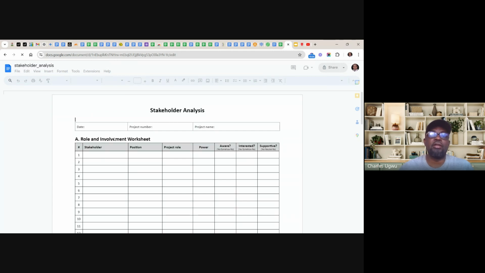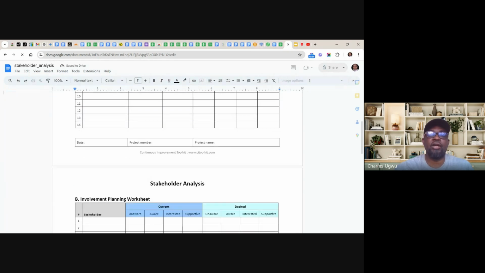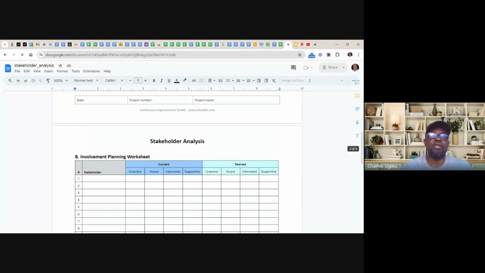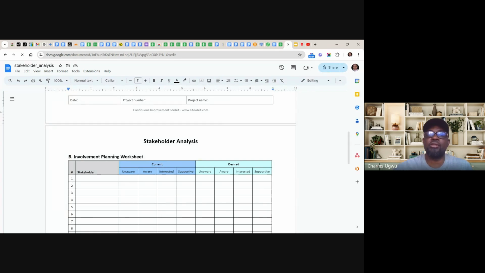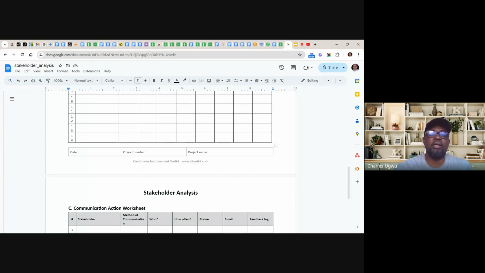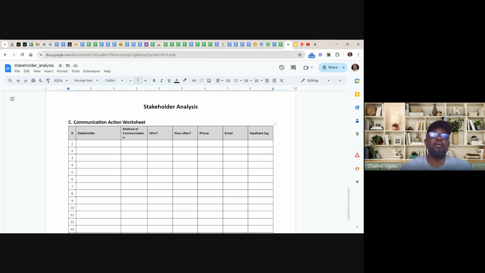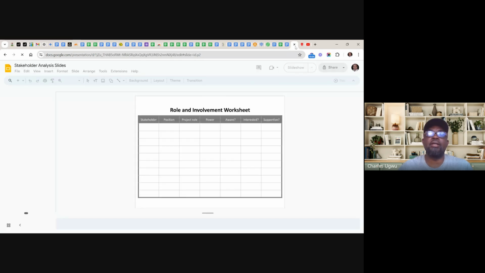See, this is the role and involvement worksheet. And if I scroll down, this is the involvement planning worksheet. And if I go down again, this is the communication action sheet. I equally have it in a slide. This is it in a slide.